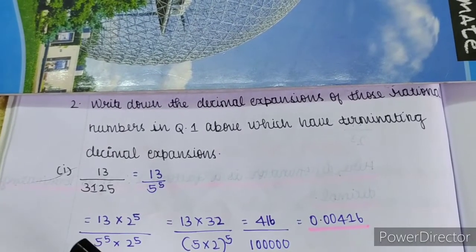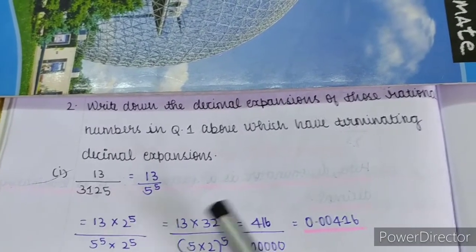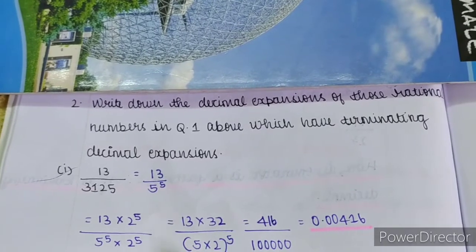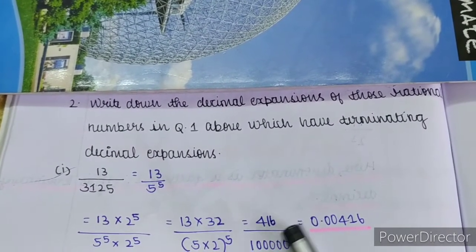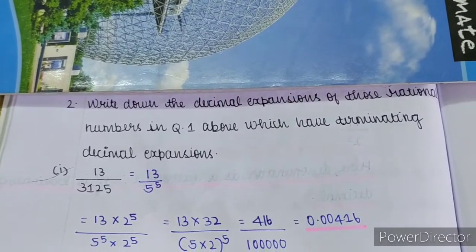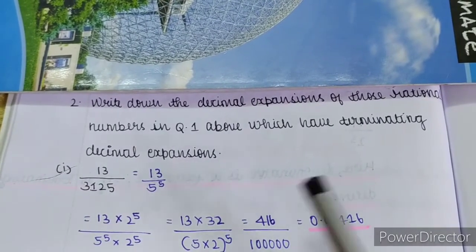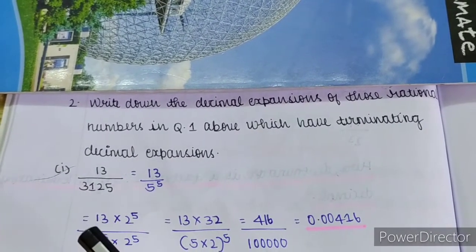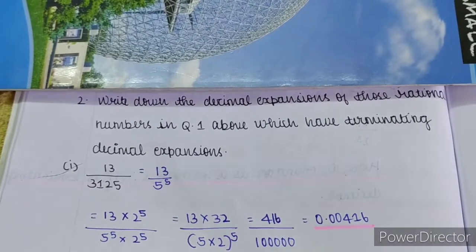Which is equal to 13 into 32, since 2 to the power of 5 is 32, divided by 5 into 2, that is 10 to the power of 5, which is equal to 416 divided by 1 lakh, which is equal to 0.00416. This is how we need to write a decimal representation of a rational number which has a terminating decimal expansion. I hope this question is clear to you.